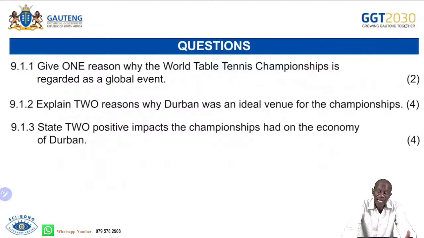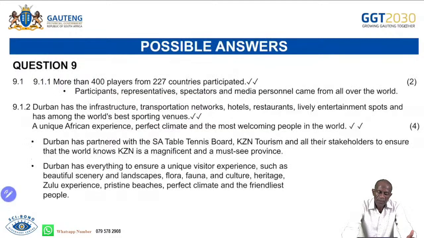So we are going to try and respond to these questions. The first one, why is it regarded as a global event? As we try to respond to that, it says more than 400 players from 227 countries participated. So the answer is extracted from the scenario that I've read for you. Because 227 countries were involved and more than 400 players from those countries participated.